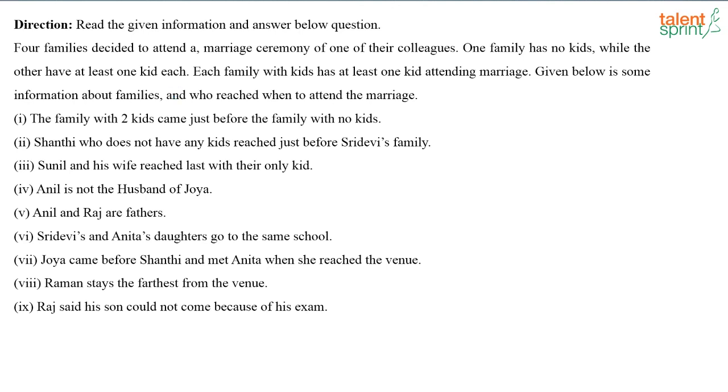What is given here? 4 families decided to attend a marriage ceremony of one of their colleagues. One family has no kids, while the others have at least 1 kid each. Each family with kids has at least 1 kid attending the marriage. Given below is some information about the families who reached to attend the marriage. So there are 4 families. Okay.